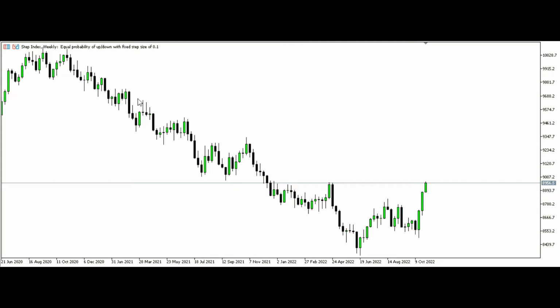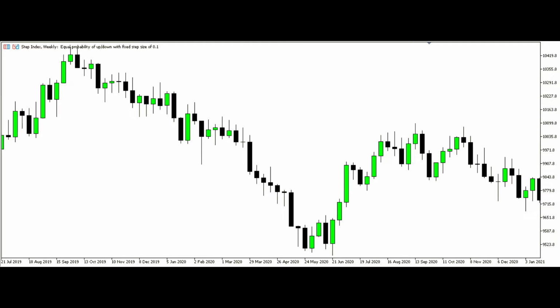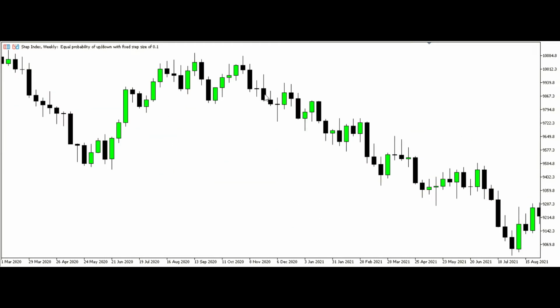If you're just going to follow this simple trading style, and believe me, you are really going to do well just following this simple trading strategy, and you are going to be profiting more on the market. All right, so guys, this is the Step Index. All right, so now let's see.